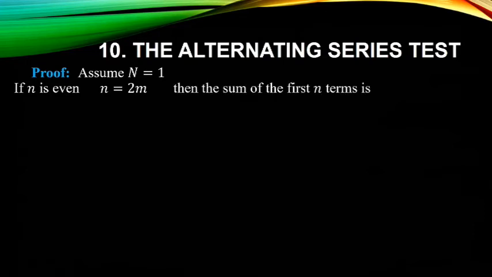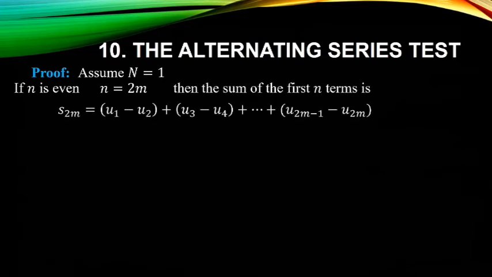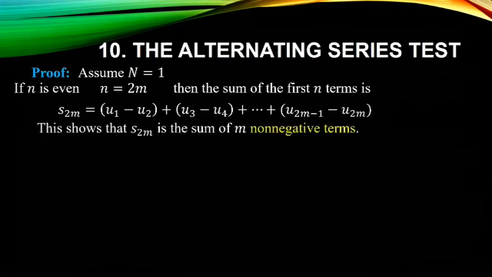Then the sum of the first n terms, so rather than s sub n, we have s sub 2m, is equal to u sub 1 minus u sub 2 plus u sub 3 minus u sub 4. So we group the terms by summation of differences. This shows that s sub 2m is the sum of m non-negative terms. They are non-negative since u sub 1 is greater than or equal to u sub 2 and u sub 3 is greater than or equal to u sub 4 and so on. So it is the sum of m non-negative terms.